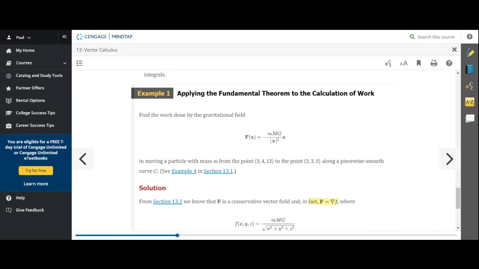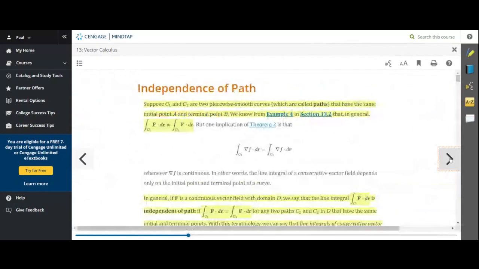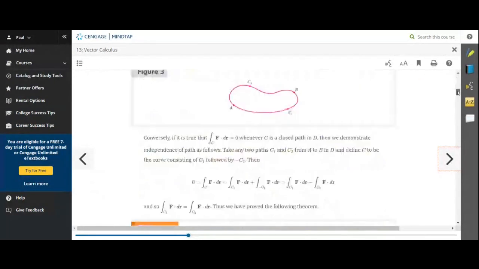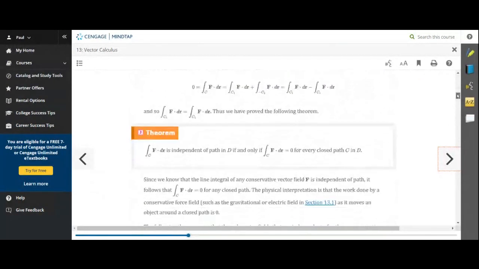But that can take some work to do, and you don't normally want to do that kind of work unless you know first if you have a conservative vector field. Well, there are some theorems that will help us determine that. So in this section here, we talked about independence of path.